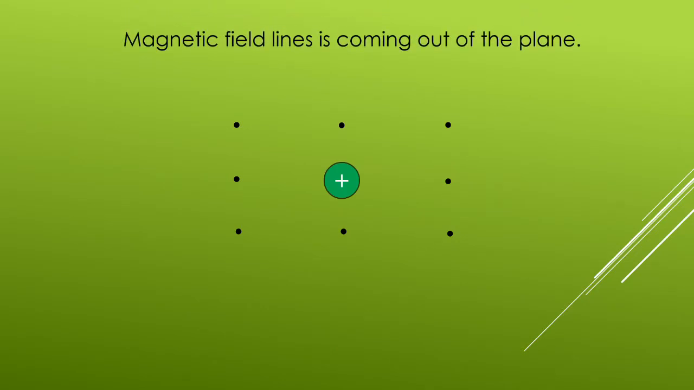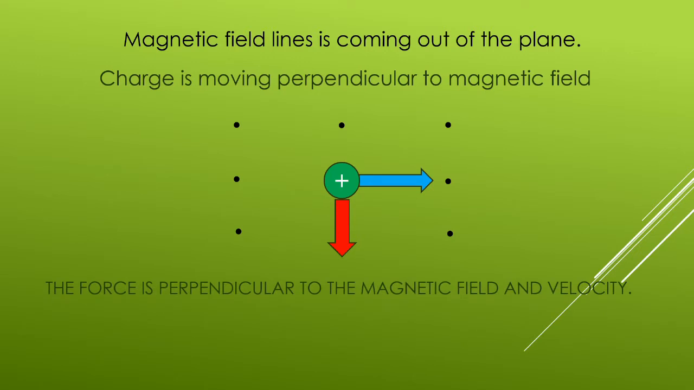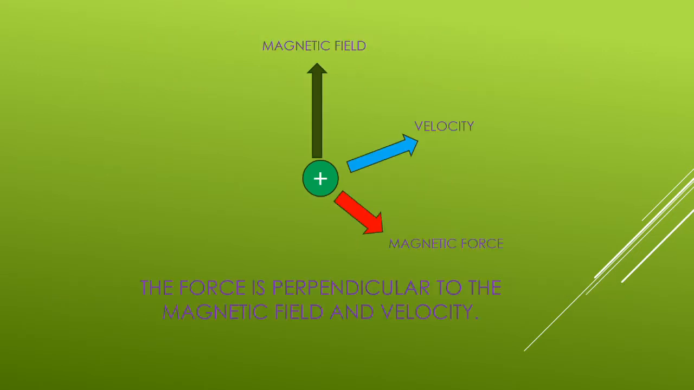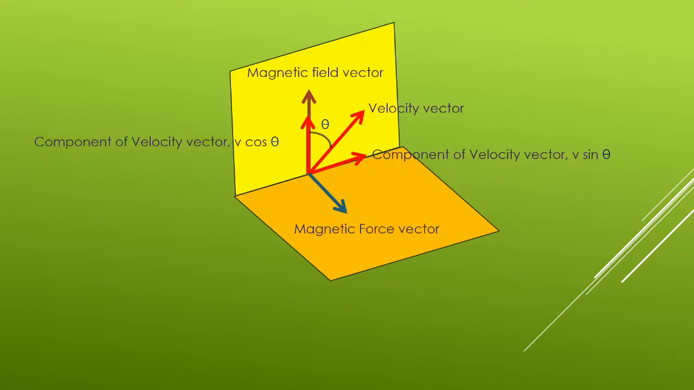When velocity and magnetic field vector are perpendicular to each other, the magnetic force is perpendicular to both the velocity and magnetic field. If the velocity and magnetic field vector are at an angle to each other, the component of the velocity perpendicular to the magnetic field vector contributes to the force. This diagram illustrates the vectors' relationship with one another.